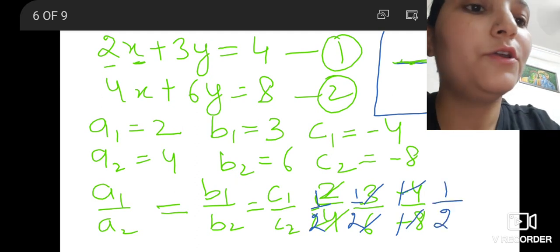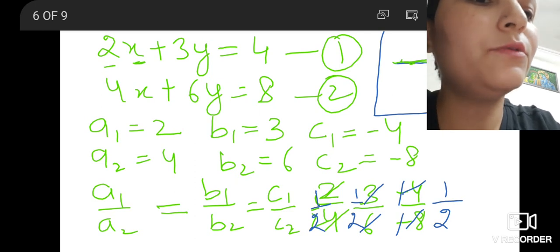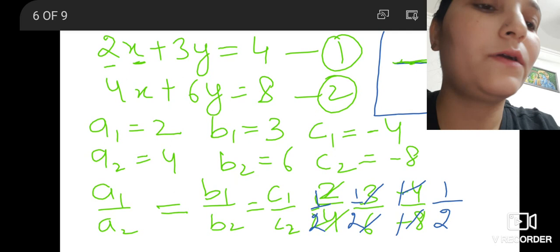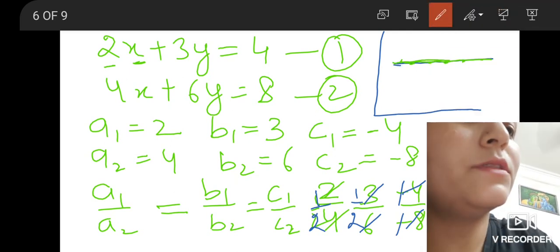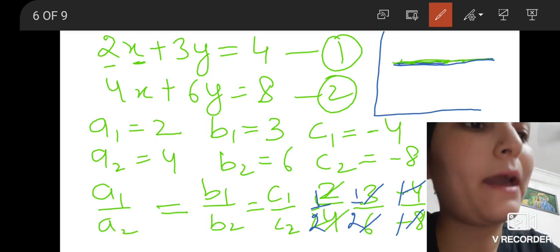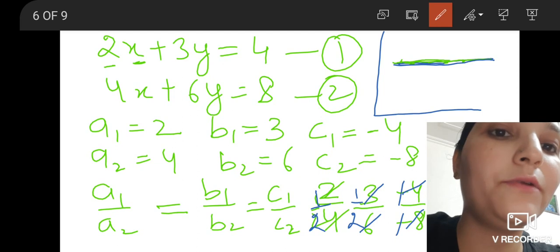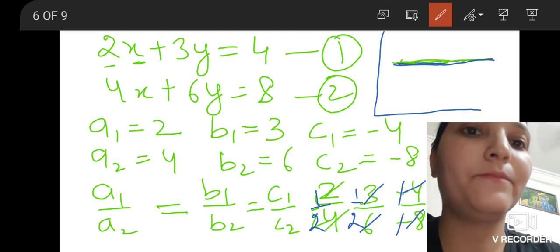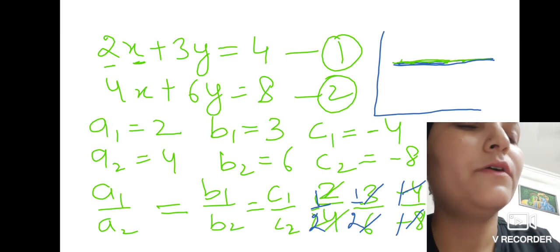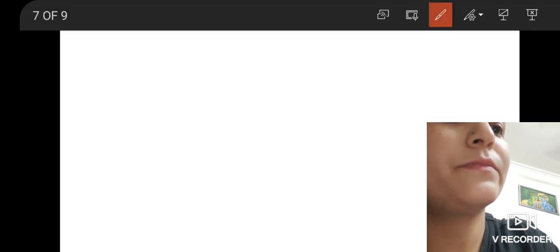So you can see that a1 upon a2 is equal to b1 upon b2 is equal to c1 upon c2. So these lines must be coinciding lines, they will overlap each other. Okay students, so this is the second type of pair of linear equations. Now we have the third type of pair of linear equations.